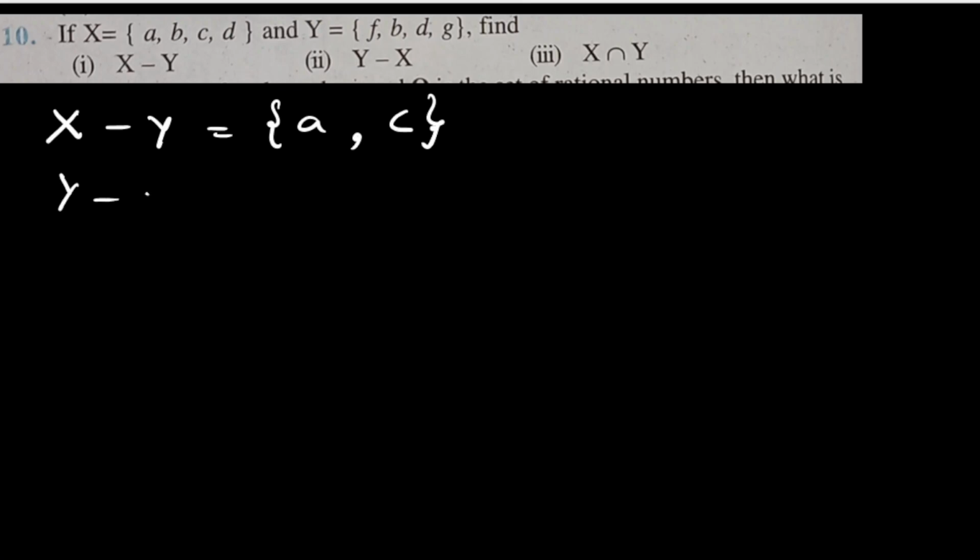Now Y minus X. So Y's elements I have to see. F is not there in X, F we can write. B is there in X, B we cannot write. D is also there. Then G is not there, G we can write.